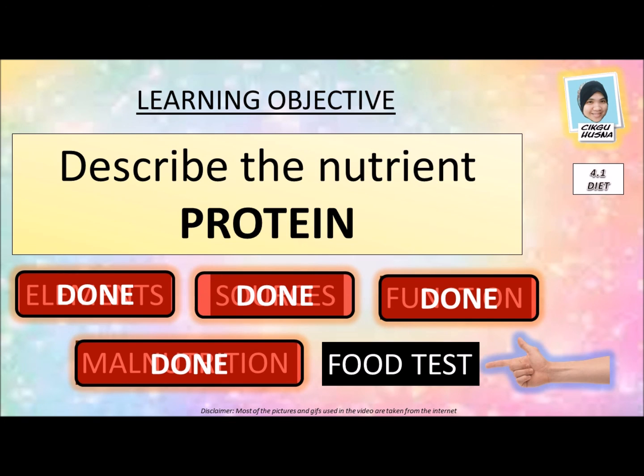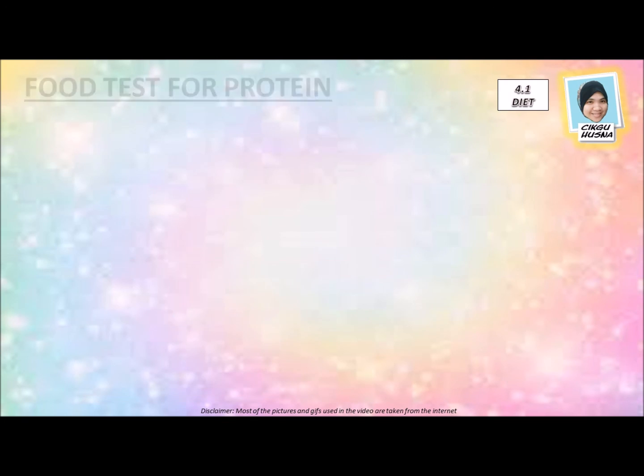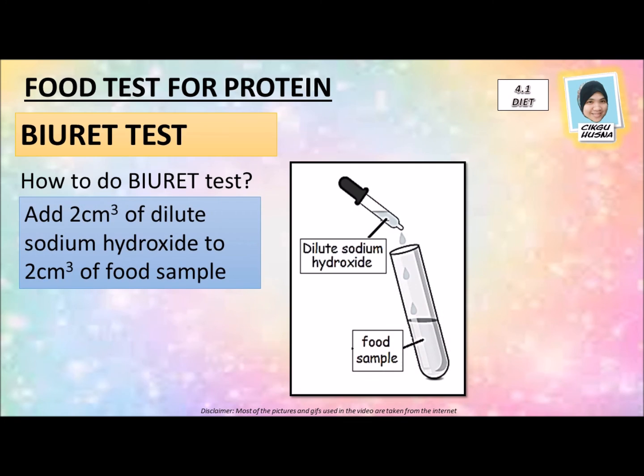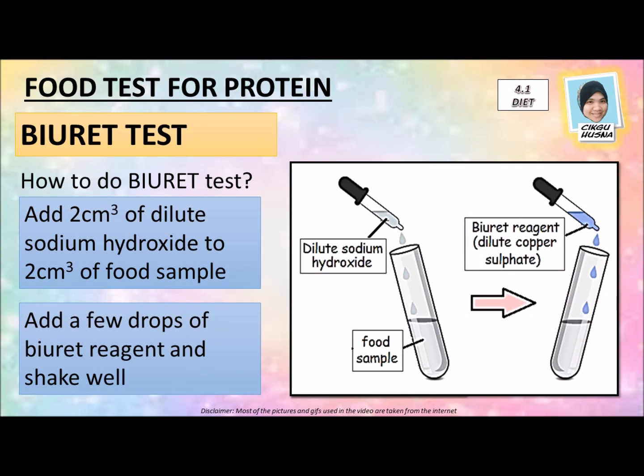Food test for protein. The food test for protein is called the biuret test. How do we carry out the biuret test? At first, we add dilute sodium hydroxide to the food sample. Then add a few drops of biuret reagent and shake well. After we do this, we will observe for color change.